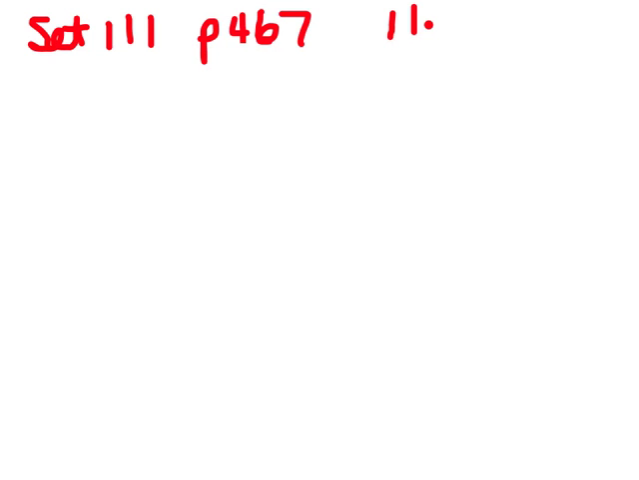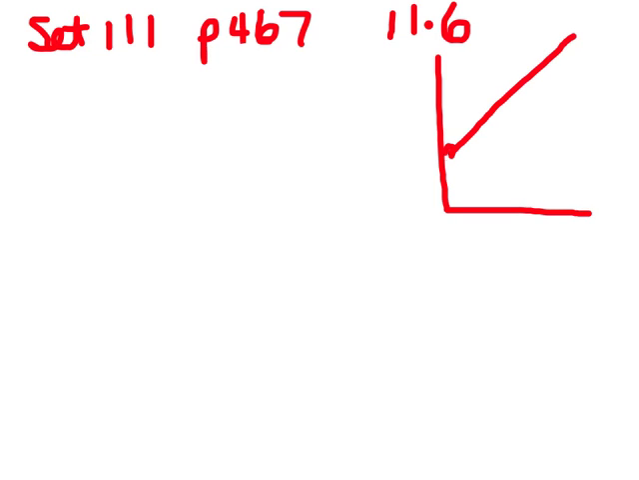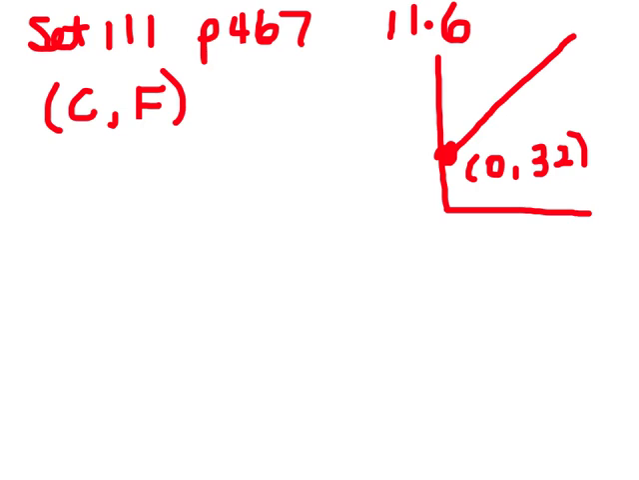Okay, so if we look at set 3, this is page 467, this is 11.6. What they're doing is they're trying to help you develop the conversion formulas for Fahrenheit and Celsius here. And so they're giving you this line here, and here you get the point (0, 32). If you think about it, isn't 0 degrees Celsius equal to 32 degrees Fahrenheit, right? So in the points, they're giving you the Celsius temperature as the X value, and the Y value is the Fahrenheit one.